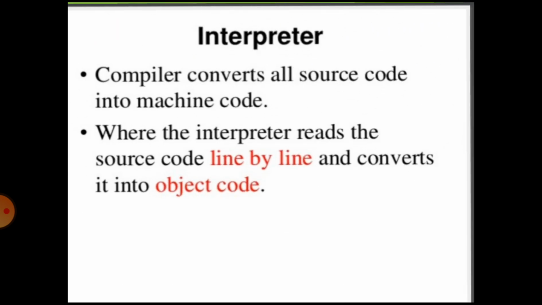Interpreter. The compiler converts all source code into machine code, whereas the interpreter reads the source code line by line and converts it into object code. All of you should know the difference between compiler and interpreter. It's a basic difference: the compiler converts the whole code at a time, but the interpreter converts line by line.